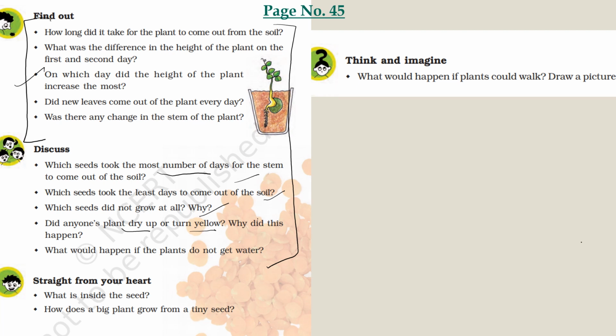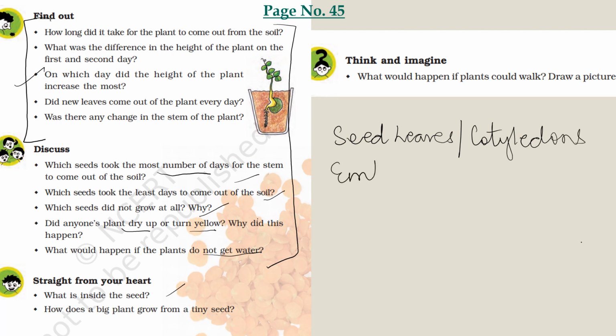What would happen if the plants do not get water? So they are asking, what would happen if the plants do not get proper amount of water? Again, it will dry up or it will turn yellow. So next it says, what is inside the seed? As we all know, inside the seed there are seed leaves or the cotyledons, and the baby plant, which is called the embryo.